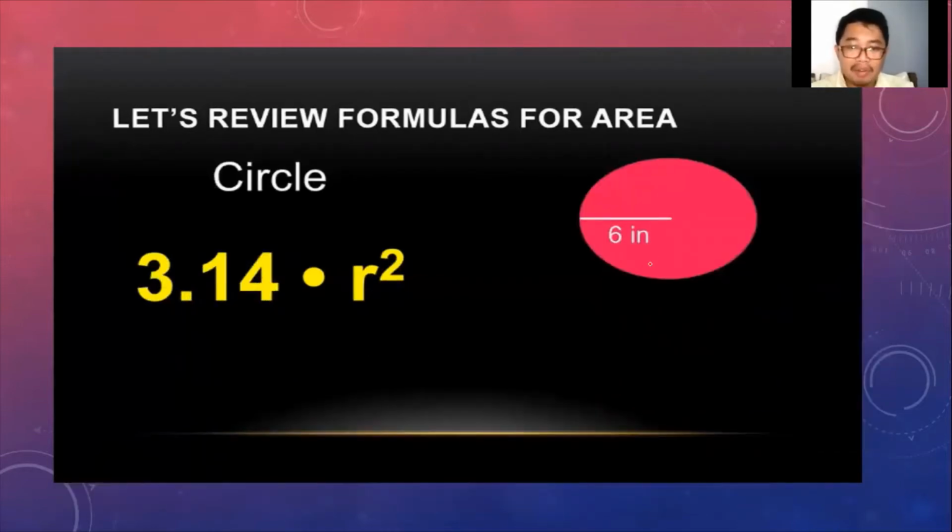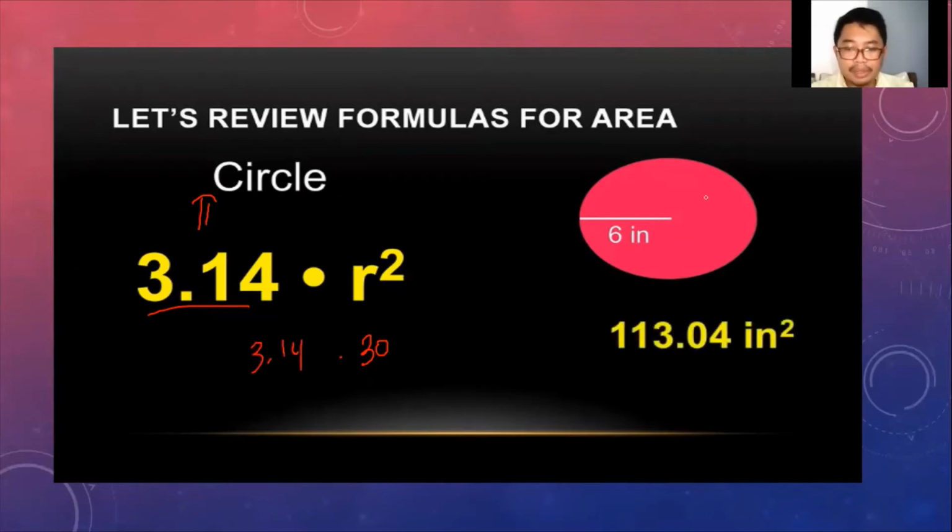Next is the area for this circle. The formula used for this one is pi times r squared. The 3.14 here is the value of our pi. So let us use this figure: 3.14 times r squared, the radius is 6. 6 squared is 36. 36 times 3.14, we got the area. Area is equal to 113.04 inches squared.